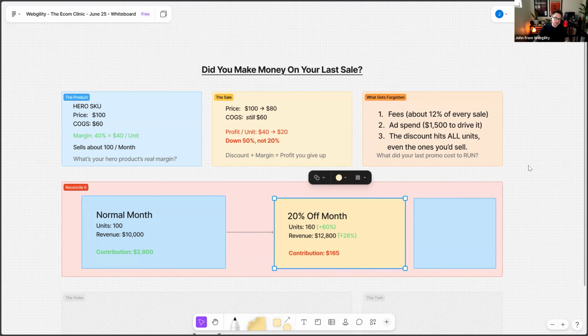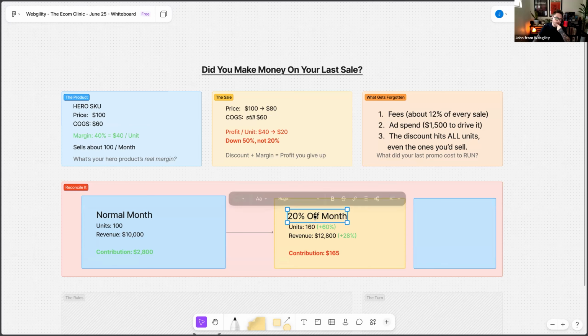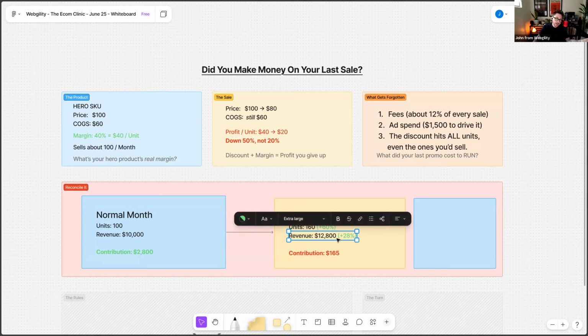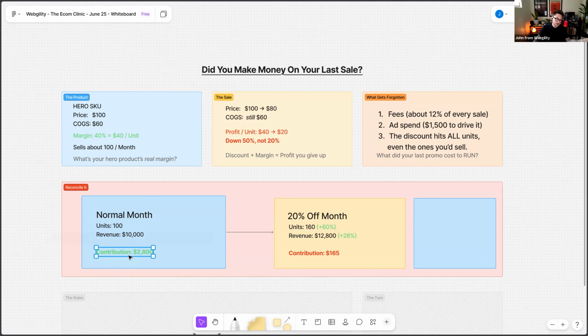It's an easy conversation, and it's sort of a fluffy number that makes you feel good. But what you actually want to consider is the costs associated with that revenue. In the 20% off that you ran in this example, the units you sold were up 60%. That's awesome. You sold 60 more units than you would have in a normal month.